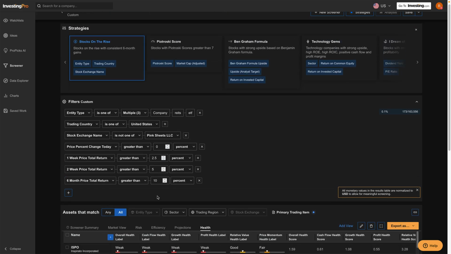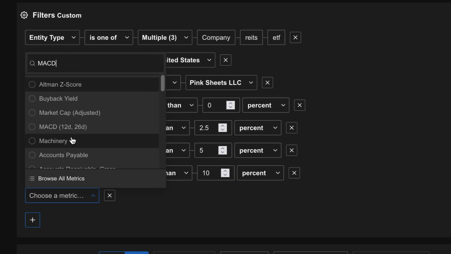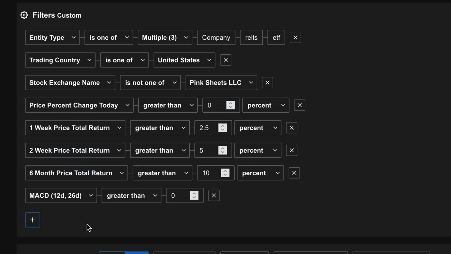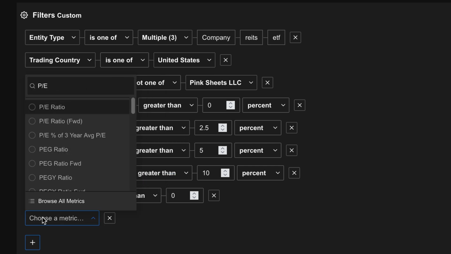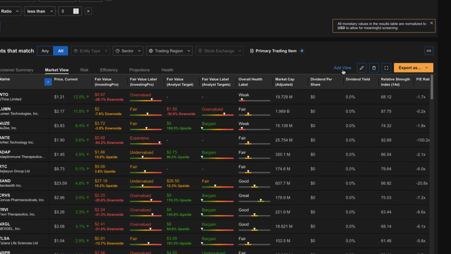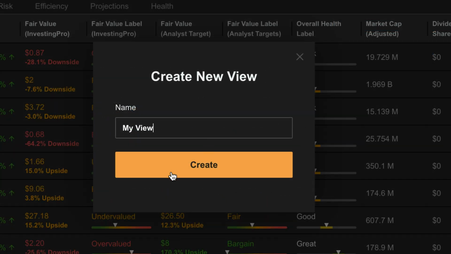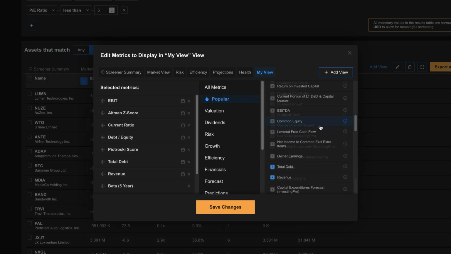For the seasoned investors, you can set up complex screens combining fundamentals, technicals, and even analyst recommendations. For instance, you could find stocks with a positive earnings growth and a bullish moving average convergence divergence, or MACD. Let's go with a low price to earnings ratio of under 5. You can also create your own view. Let's call it My View. This is a great choice for advanced investors to customize it with hundreds of options.